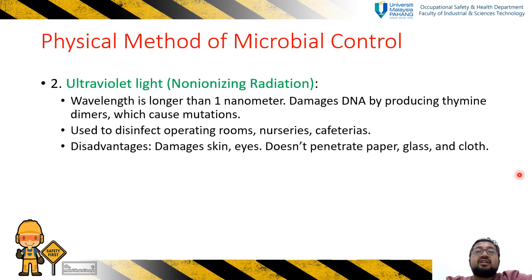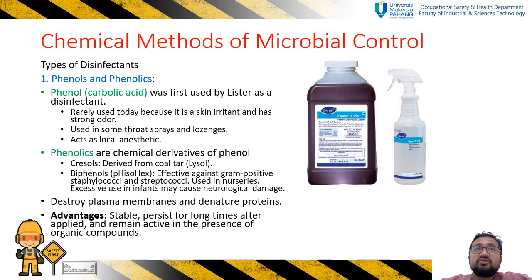Alright, so now we go to the chemical methods of microbial control. Before this, we have learned about the physical methods in previous slides. So currently we go to the chemical methods. Okay, for chemical we have types of disinfectant such as phenols and phenolics. Phenol is carbolic acid, was first used by Lister as a disinfectant. Rarely used today because it is a skin irritant and it has strong odor. Used in some throat sprays and lozenges, acts as a local anesthetic.